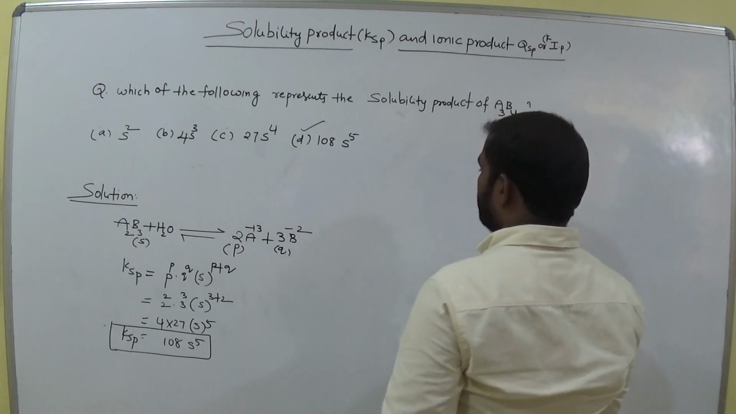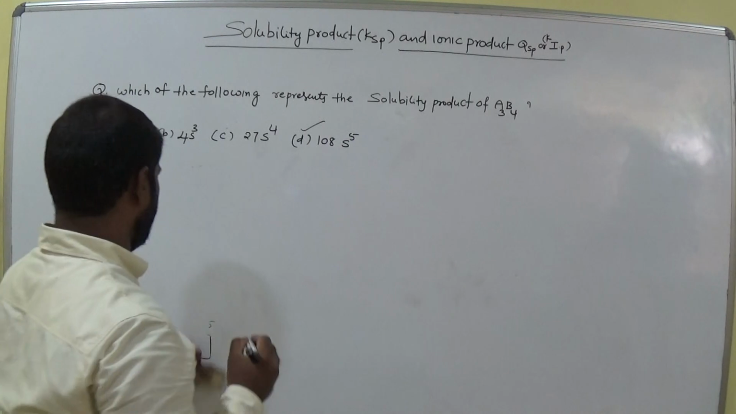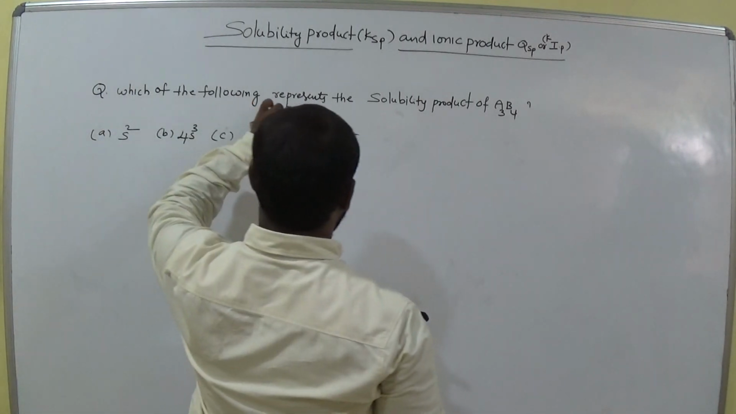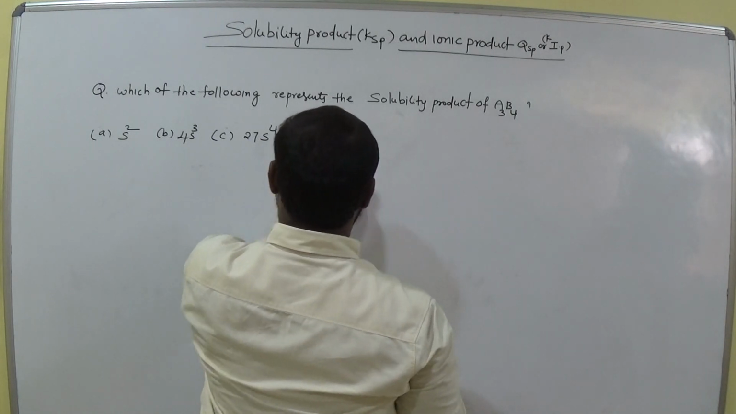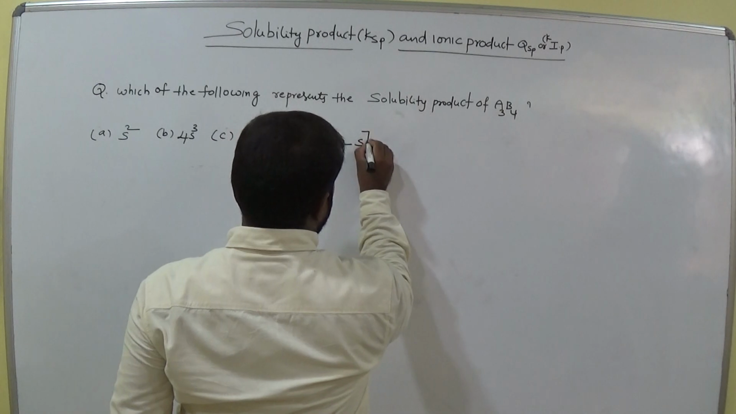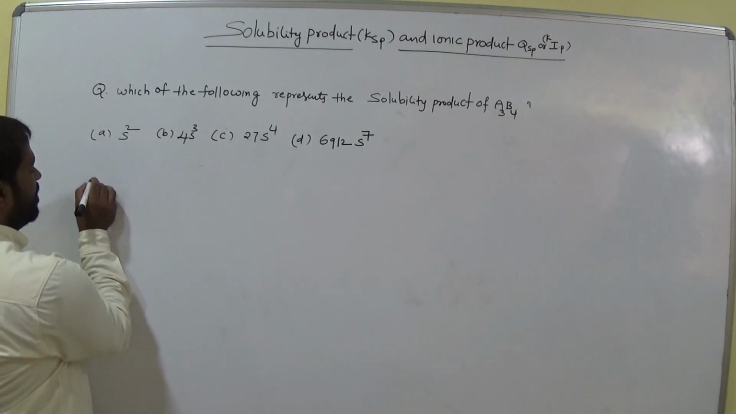Next go for A3B4. A3B4. Six nine one two S power 7. S power 7. Now what is the given type of salt?